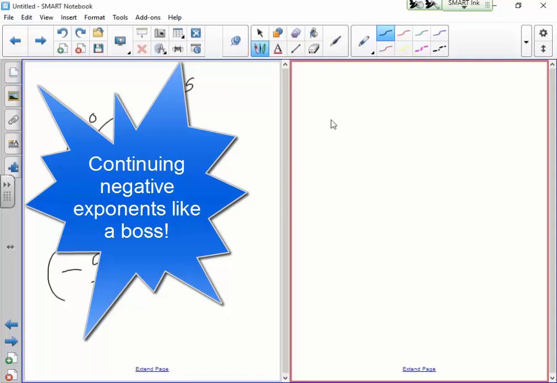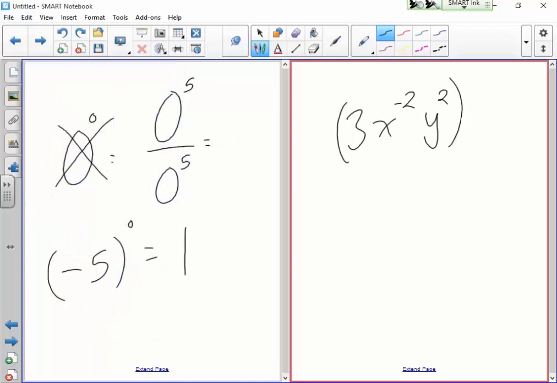Let's write this down. We've got parentheses, 3x to the negative second, y to the second, and let's cube all of this. Once again, that's 3, x to the negative second, y to the second, and everything's cubed. According to PEMDAS, what do we always do first? We always do parentheses first. So let's take a look in these parentheses.